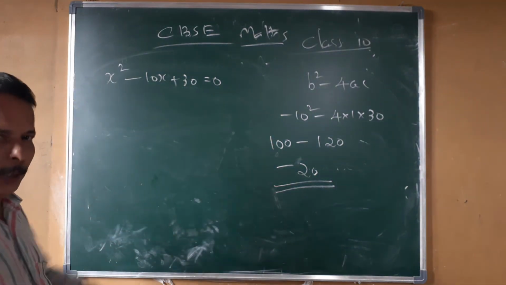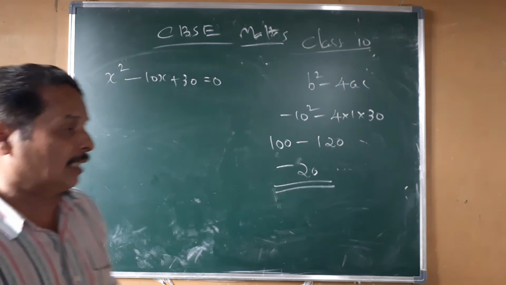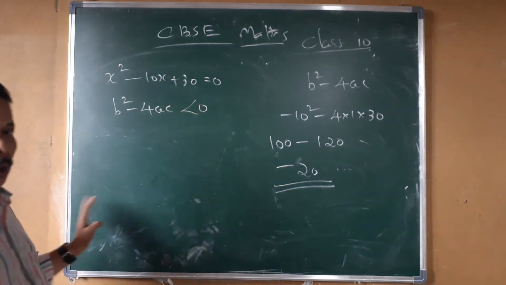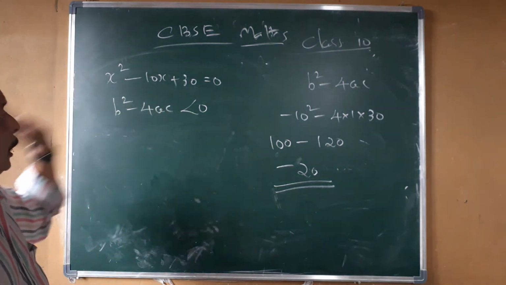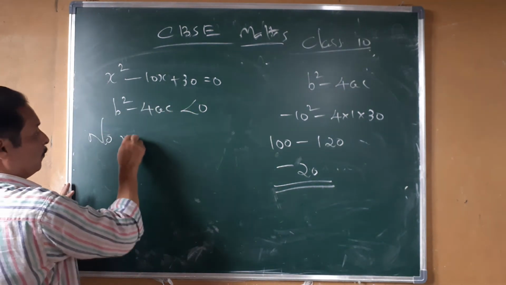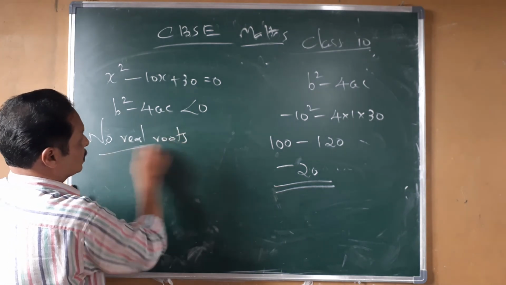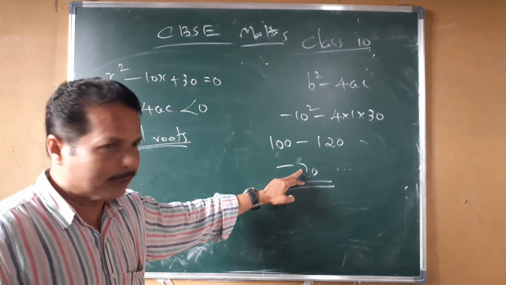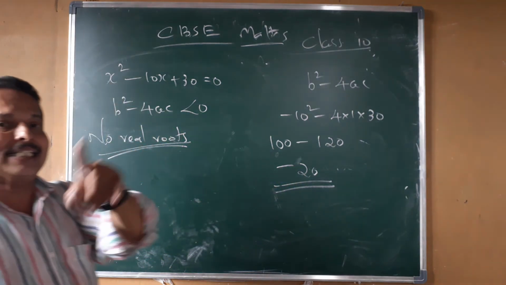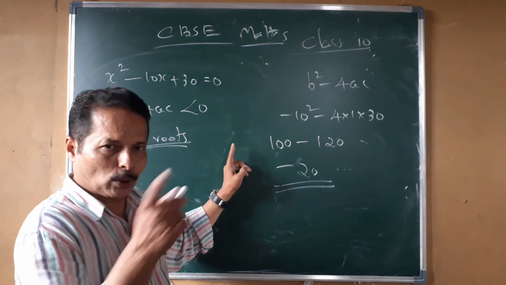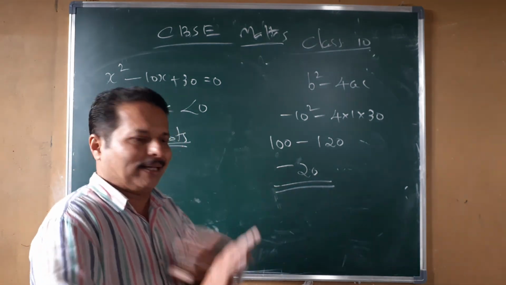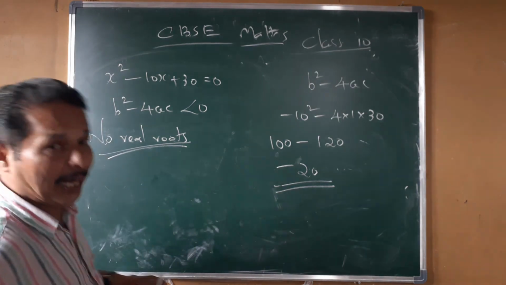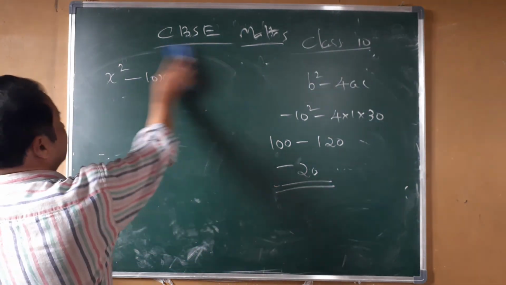Is it clear? So the discriminant is negative, that is b square minus 4ac less than 0, and you studied that there are no real roots. Remember? b square minus 4ac is less than 0, negative, there are no real roots, which means the statement is not correct. Your question was whether the statement is true. It is not possible to make a rectangle with the perimeter 20 and area 30 centimeter square. Is it clear?